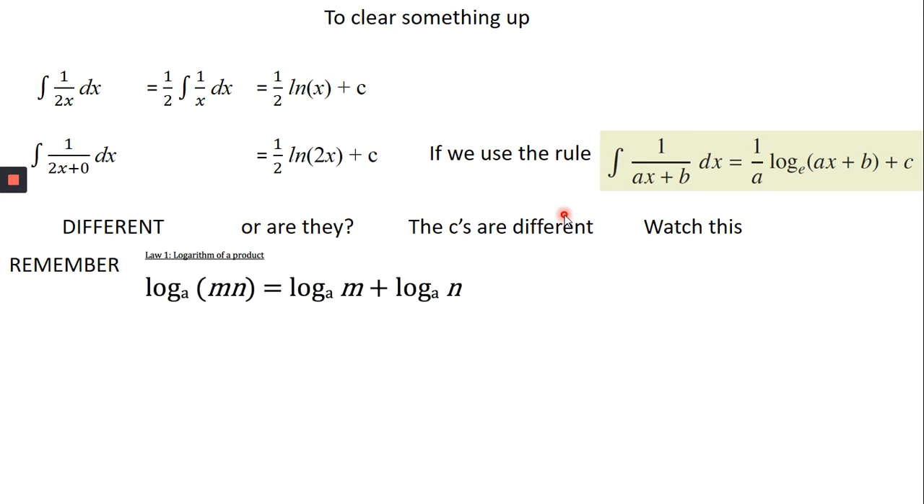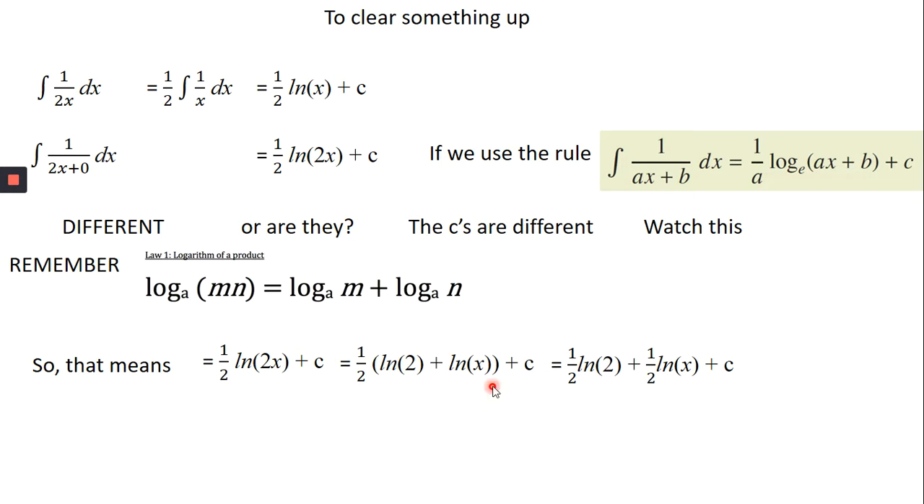So, first log rule. Log base a of mn, so just add them together. So that means that this here, a half ln 2x plus c, we can write as a half, and we've got a bracket, ln 2 plus ln x, close bracket, using this rule. So just multiply out the bracket. So you get a half ln 2 plus a half ln x plus c.